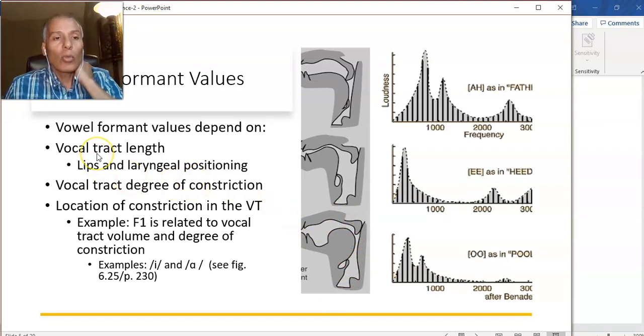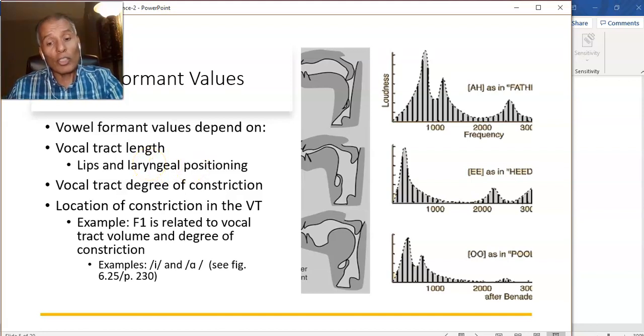So that is one determiner. For example, the lips can be extended. When you say "ooh," it will make the pitch lower. The position of the larynx: if the larynx is high in the neck, that's going to make the vocal tract shorter, and it will raise frequency. If the larynx goes down in the neck, then it will make the frequency lower.